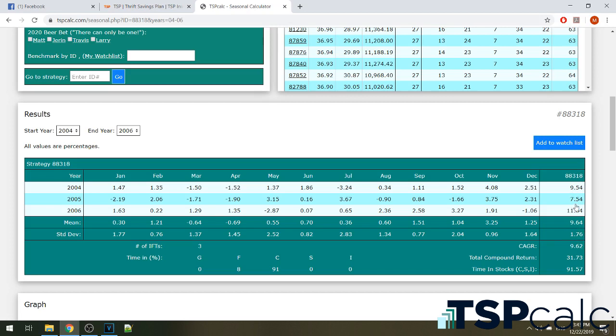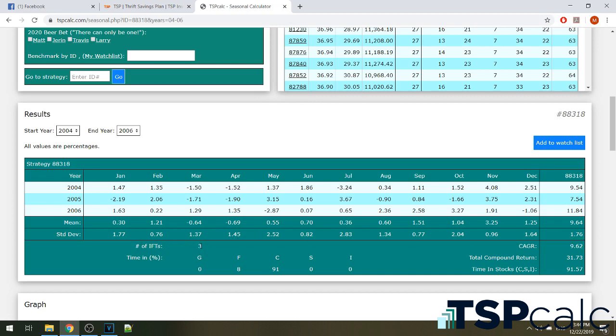So these three data points average out to 9.64% with a standard deviation of 1.76. So you can use this when you're comparing two strategies together to measure which one is more consistent with its data points. Okay, what else do we have here?